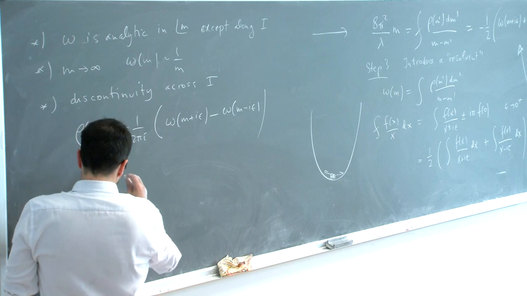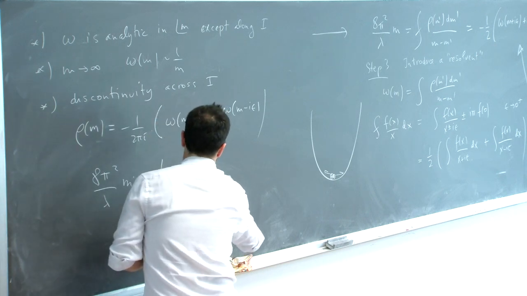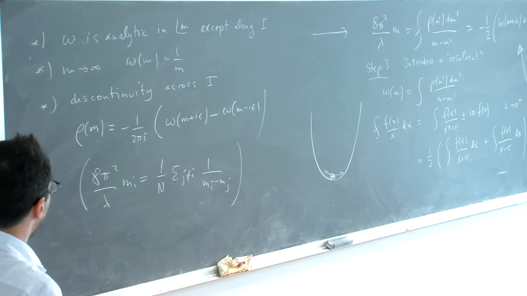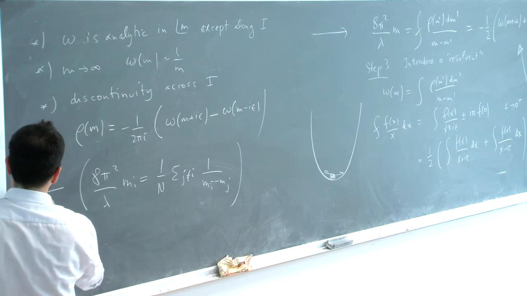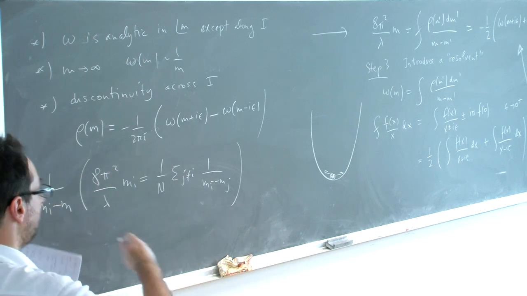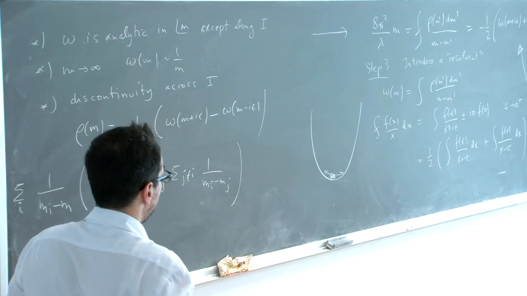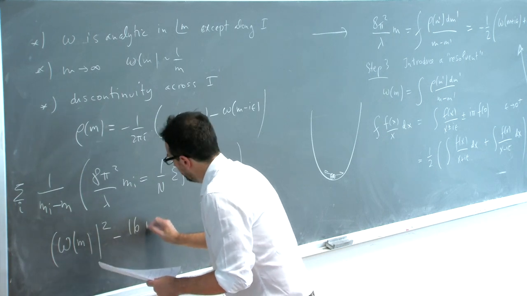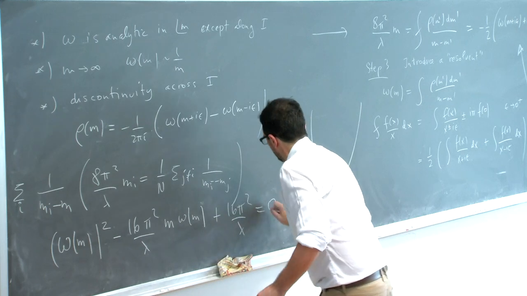Okay, in order to find the resolvent, let's go back to the original saddle point equation. There are various ways to find the resolvent. The easiest one, I think, is this: i is a free index, so there are n equations. Let's multiply the equation by mi minus m and sum over i, and take the large n limit. Again you have to use that theorem, and you find omega m squared minus 16 pi squared over lambda m omega m plus 16 pi squared over lambda equal to 0.